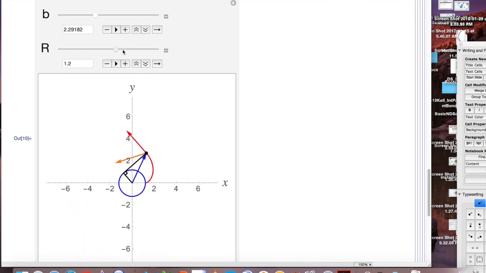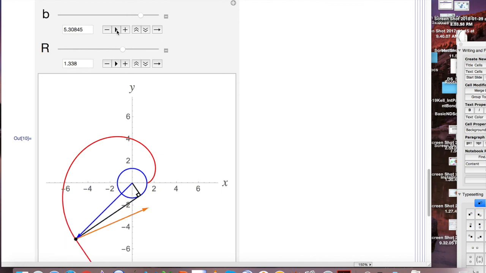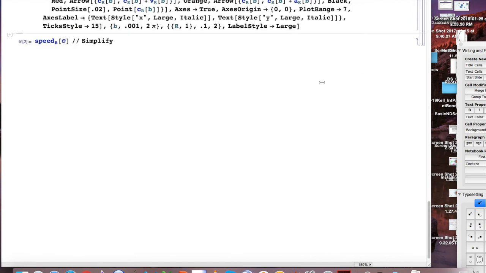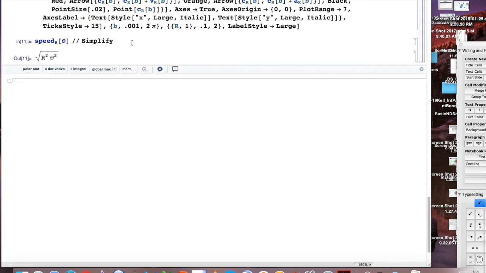I can also change the size of the circle here. I get a different sized involute. And we can confirm symbolically the formula for the speed function does simplify to this, which can be simplified assuming r and theta are positive, as they are, to just r times theta, and then I could do an integral in Mathematica. But this, again, is such an easy integral that we don't need to bother.